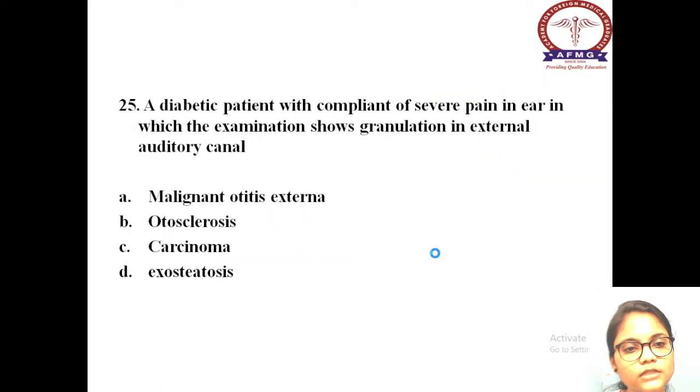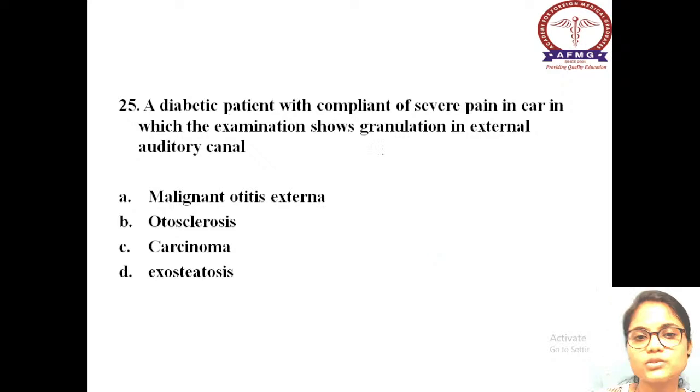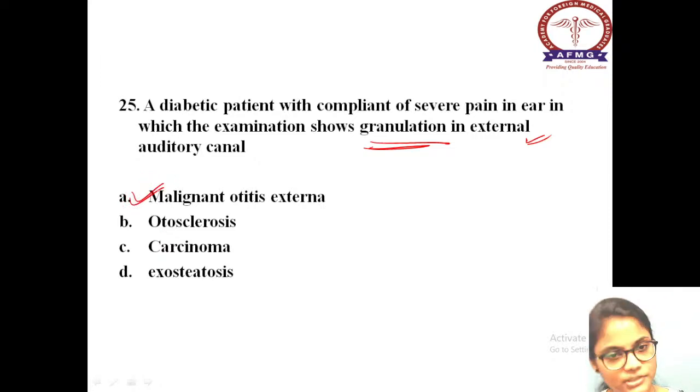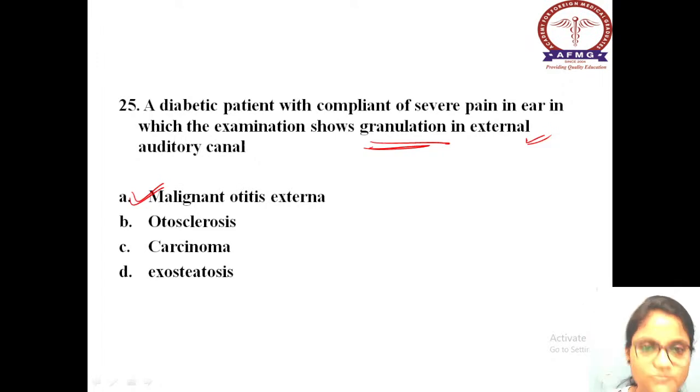The next thing is a diabetic patient. The last final question, a diabetic patient with a complaint of severe pain in the ear, in which the examination shows the granulations in external auditory canal. Very simple question and very simple answer. Option A, malignant otitis externa. Option B, otosclerosis. Option C, carcinoma and exostosis. What is the right answer over here? The answer here is malignant otitis externa. Very simple. So these are all the repeated questions I have given you. It is not a very difficult question to remember. It is also a very, very easy question. We have discussed much about malignant otitis externa.